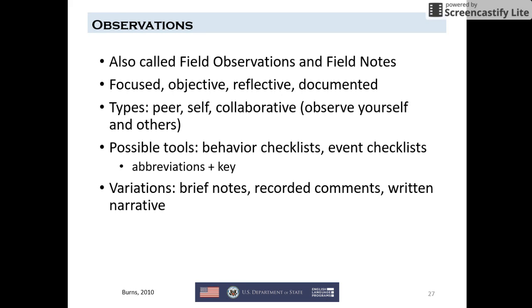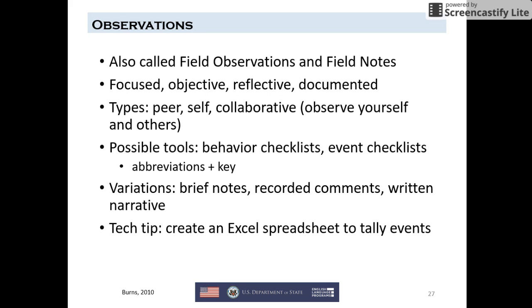Some other things you can do in your observation, you can keep maybe just brief notes that you do throughout the lesson. Maybe you can record comments given by students, or maybe your own comments on how the lesson is going. Some teachers prefer to just keep a written narrative. That is, at the end of each class, they just write everything that they remembered happening in the class. Remember, you can keep an Excel spreadsheet so you can tally things that happen. That way you'll know how many times an event or a behavior occurred in your observation.